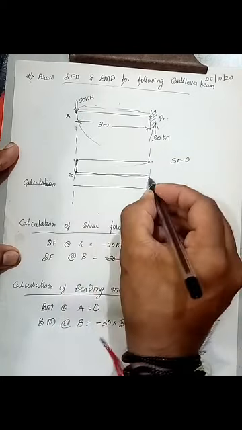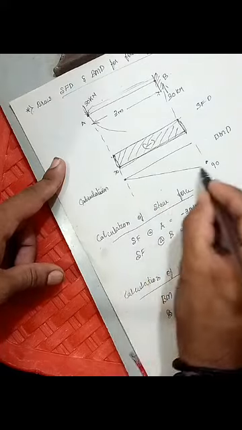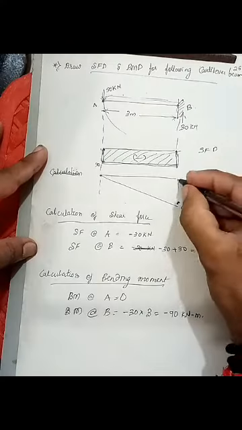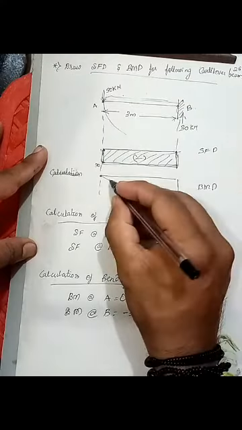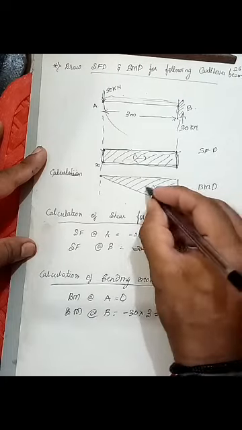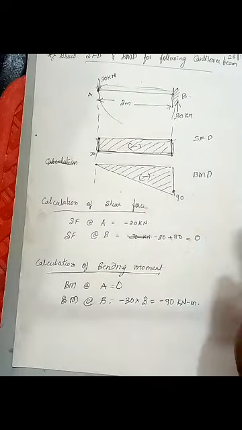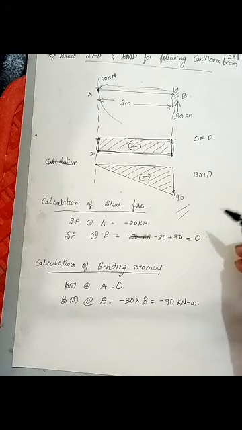Next, bending moment at A is 0, bending moment at B is minus 90. 90 is not upward, downward. So when shear force is straight, bending moment is a straight inclined line. So this is also negative. Hence this way you need to solve the problem.